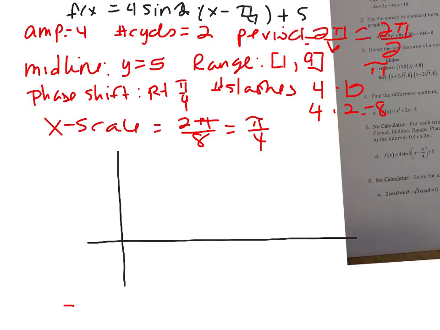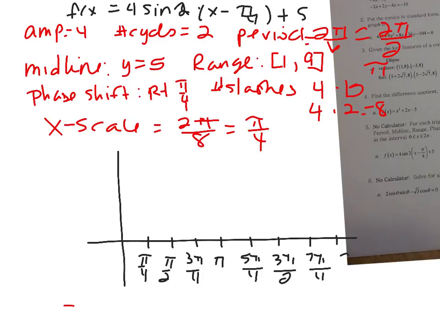All right, so I need 8 slashes. First slash is pi over 4. 2 pi over 4, which is pi over 2. 3 pi over 4. 4 pi over 4, which is pi. 5 pi over 4. 6 pi over 4 is 3 pi over 2. 7 pi over 4. 8 pi over 4, which is 2 pi.